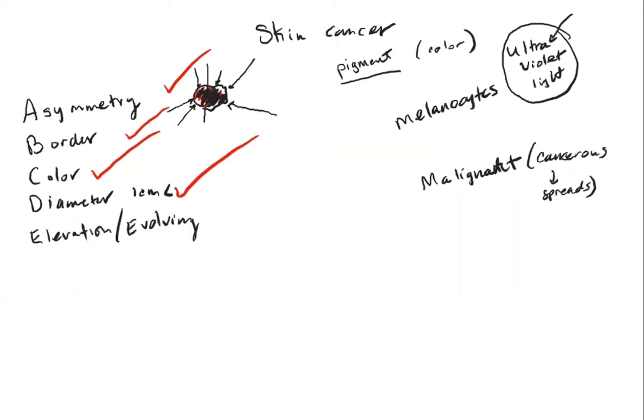Has it changed in its shape, in its morphology? Has it gone from a small one to a bigger one? Is it now raised? Was it flat before like this? Was it flat relatively, and now is it raised like that? So, elevation or evolving. If any of those things have happened to the mole, that's another red flag. You got to get that checked out. Does that make sense, sir?